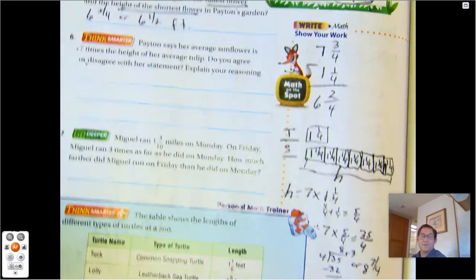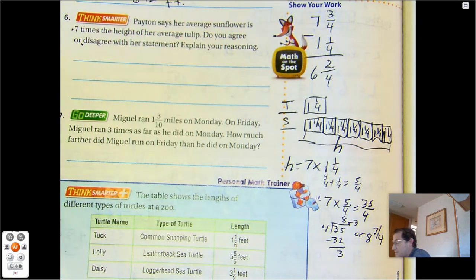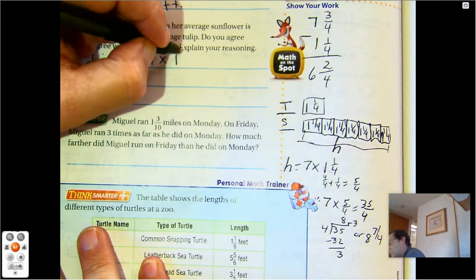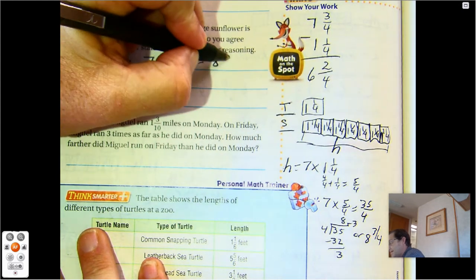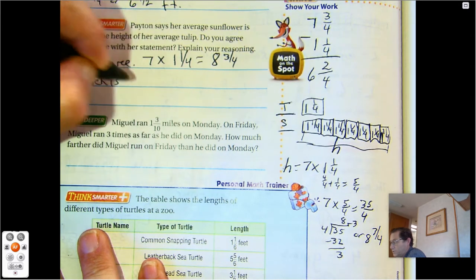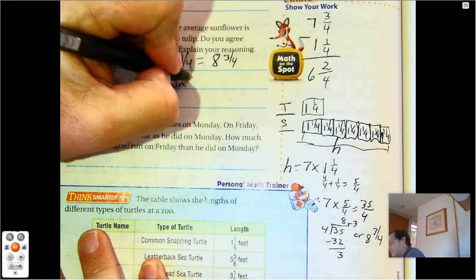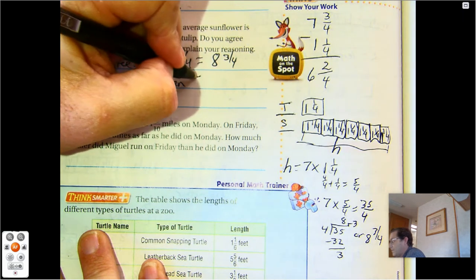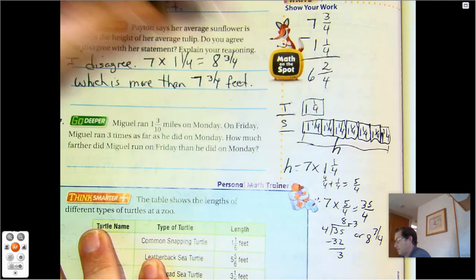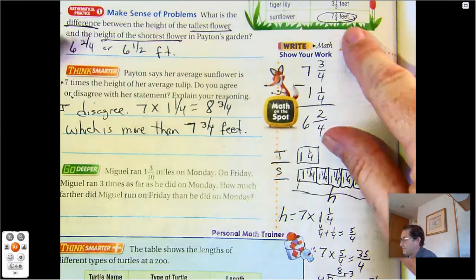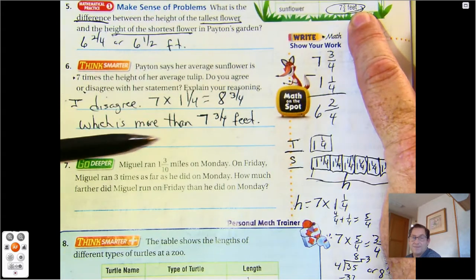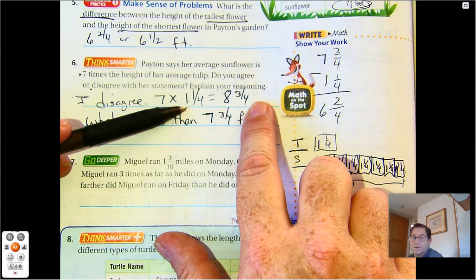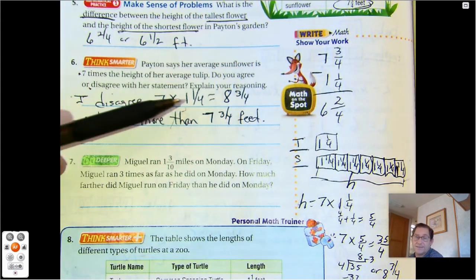Now back to our question. Peyton says the average sunflower is 7 times the height. I would disagree. 7 times 1 1/4 equals 8 3/4, which is more than 7 3/4 feet. Remember that the height of the sunflower is 7 3/4 feet. She said that it was 7 times. If I multiply 7 times 1 1/4, I'd get 8 3/4, which is more than 7 3/4 feet. So it's more than 7 times.